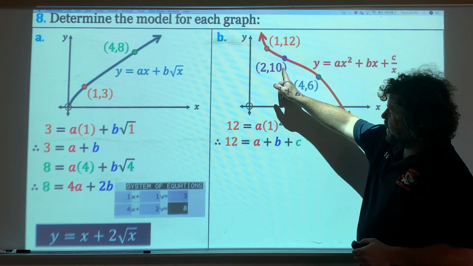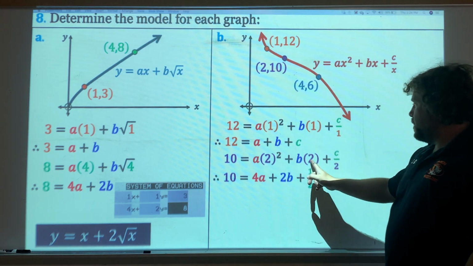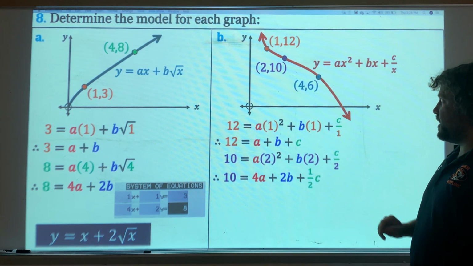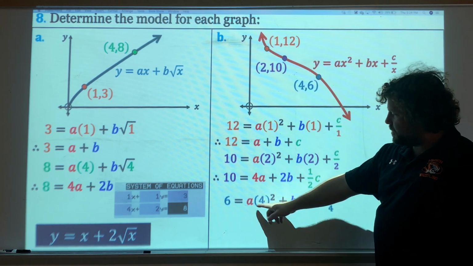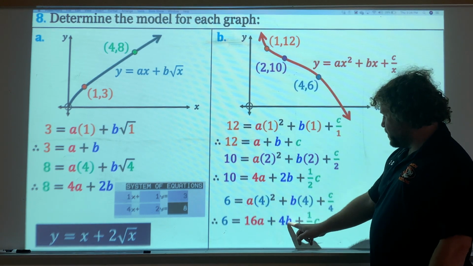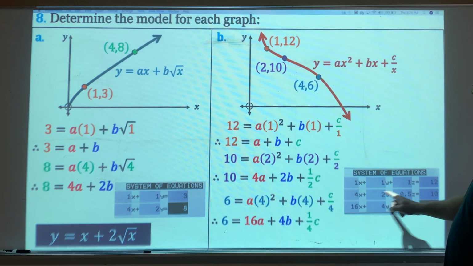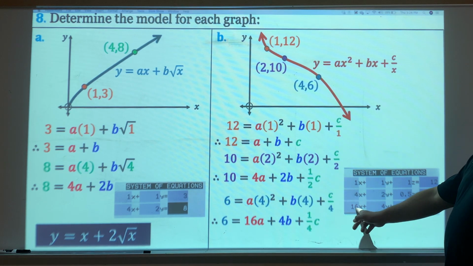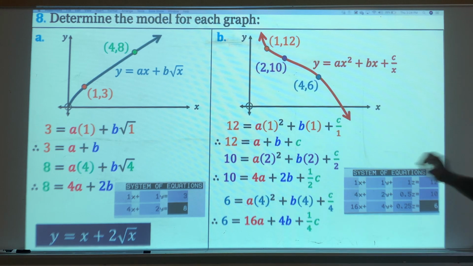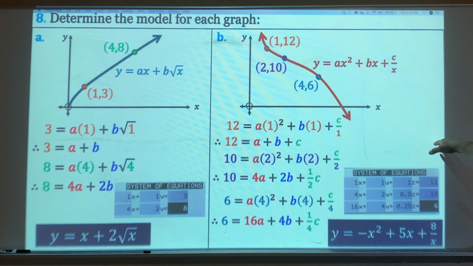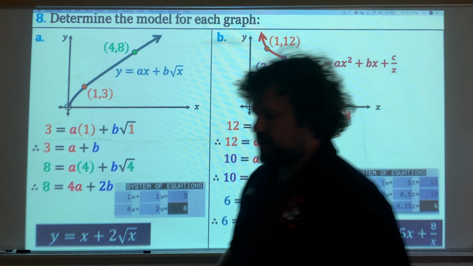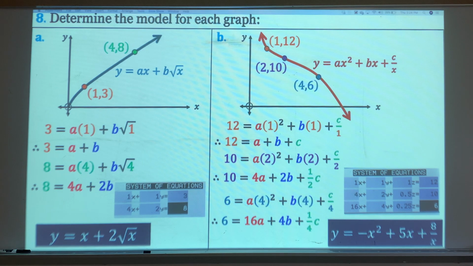We'll do 2, 10. 10 equals A times 2 squared, which is 4A, plus B times 2 and C over 2 is 1/2 C. 6 equals A times 4 squared, which is 16A, plus 4 times B plus 1 over 4 C. All right, I type this in. 1, 1, 1, 12. 4, 2, 1/2. 1 divided by 2 equal, don't forget the equal, 10. 16, 4, 1/4, 6. Spits out, it says negative 1, 5, 8. So my answer is negative x squared plus 5x plus 8 over x. All right, remember if you're doing subtracting signs, you can switch those as well.